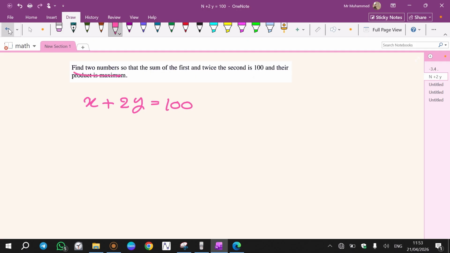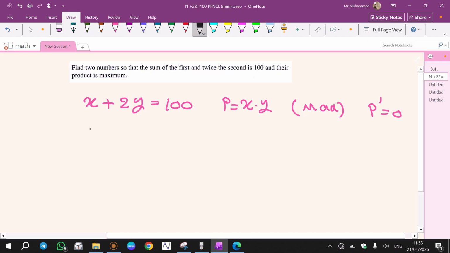Product. So this time, x multiplied by y, I name it p, so it's product. This thing needs to be maximum. So I have to find p prime equals 0. Before finding p prime, p, the product, should contain only x or only y. For this purpose, this relation is given. Let's make x the subject.